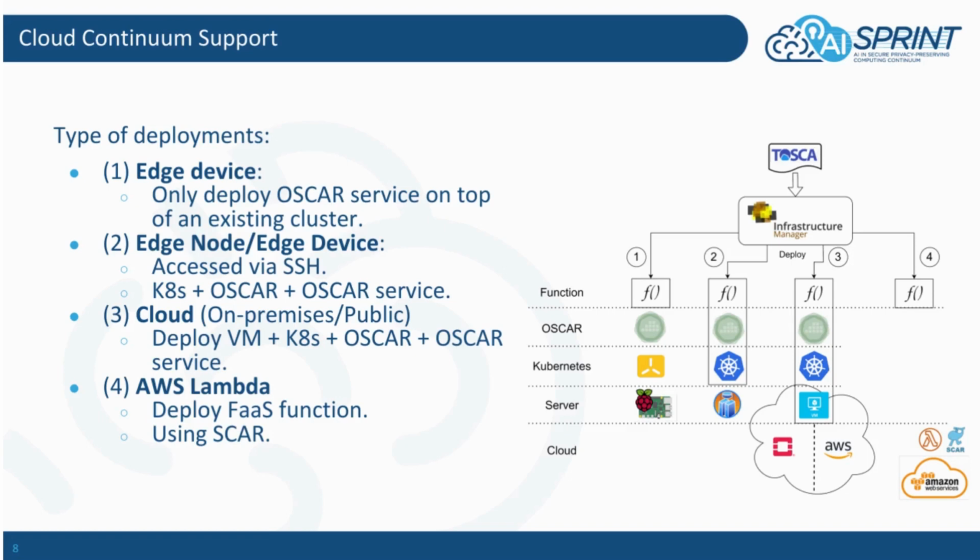The third case is, let's say, the standard cloud deployment, where TOSCARIZER will deploy the virtual machines and then the full stack of components of the applications. And there is a final case, that is AWS Lambda, where only the FaaS functions are deployed on top of this infrastructure, and in this case the SCAR tool is used to facilitate the connection.